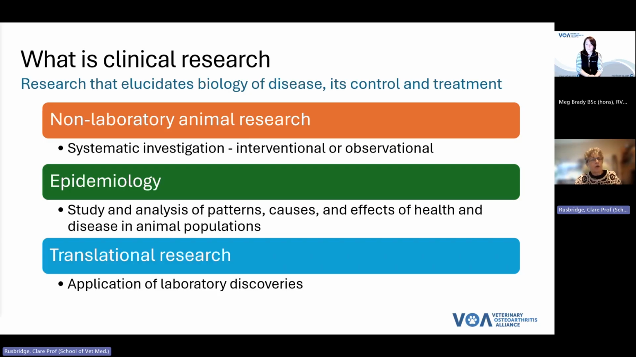And then the final type of clinical research is what we call translational research. So that is where something has been discovered in the laboratory and then is applied in a clinical setting. So I suppose the classical example of that is if a drug has been tested in a laboratory setting or a laboratory animal, and we want to find out whether or not that drug has true efficacy in an animal with arthritis, for example.